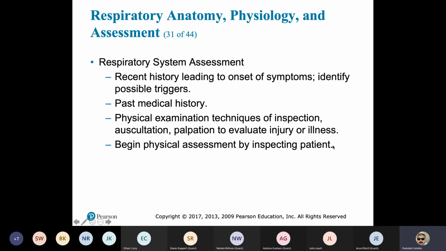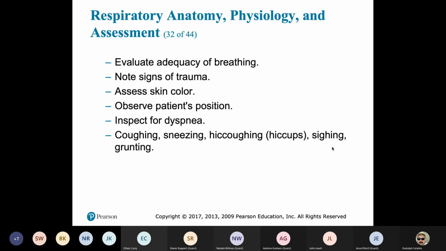And do a physical assessment on them. If you're not sure, start looking everywhere. Trauma is a big one, and you should know if it is a traumatic event. Observe the patient's condition. Maybe they're tripoding. Maybe they're in a position where their lungs are swinging forward. It's easier for them to breathe. Inspect for difficulty breathing. Look for any of the signs: coughing, sneezing, hiccuping, sighing, or grunting, especially in our peds.